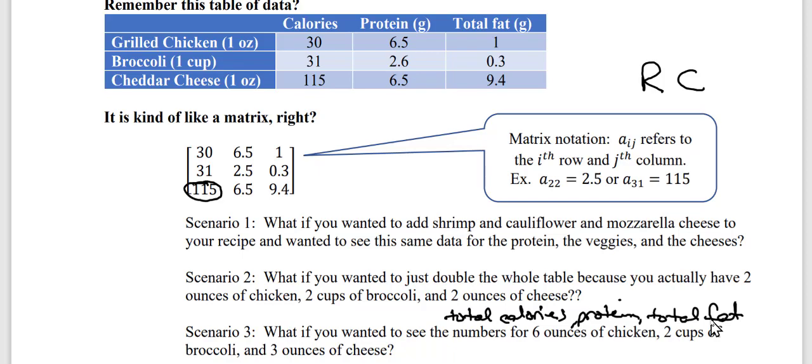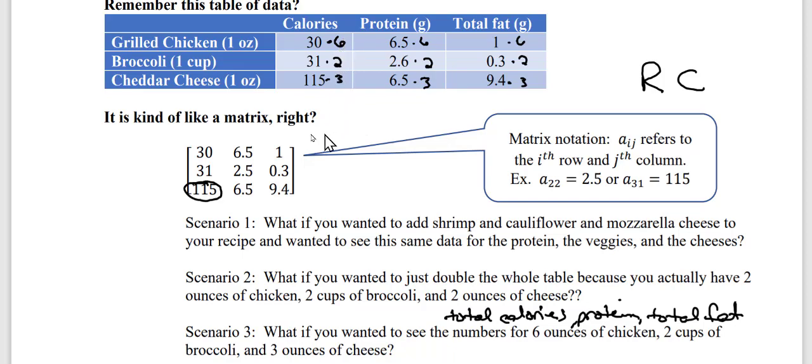To get the total number of calories, we would want to multiply this by 6, this by 2, and this by 3, right? And the same thing here to find the total protein: that by 6, that by 2, and that by 3. This by 6, this by 2, and this by 3. So in essence, what I want is to multiply each of these columns in this matrix by 6, 2, 3.